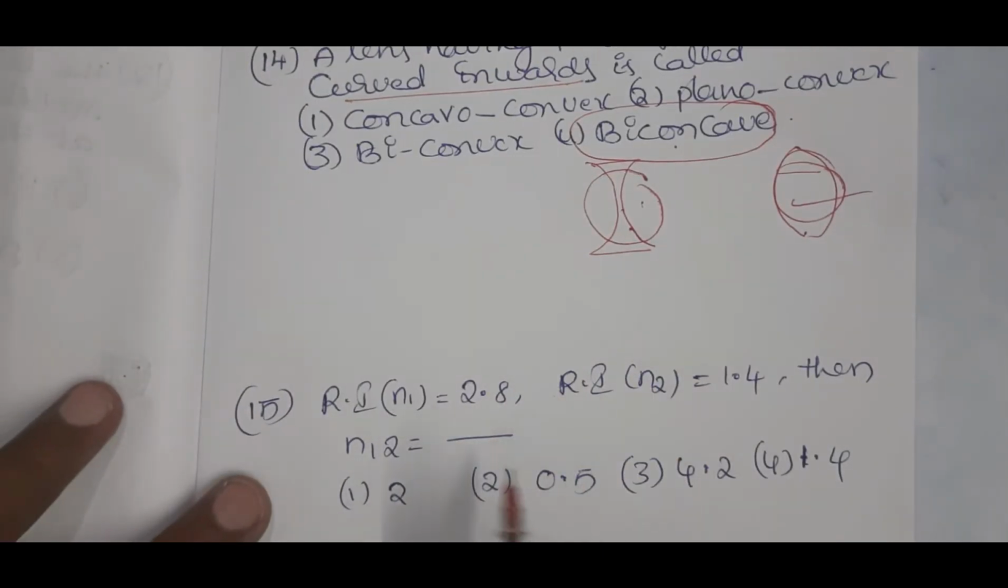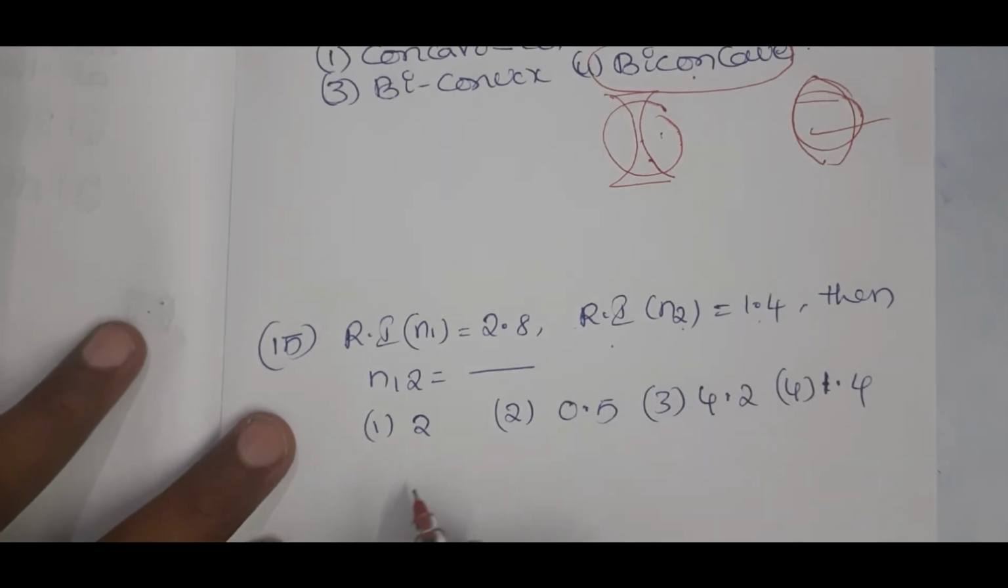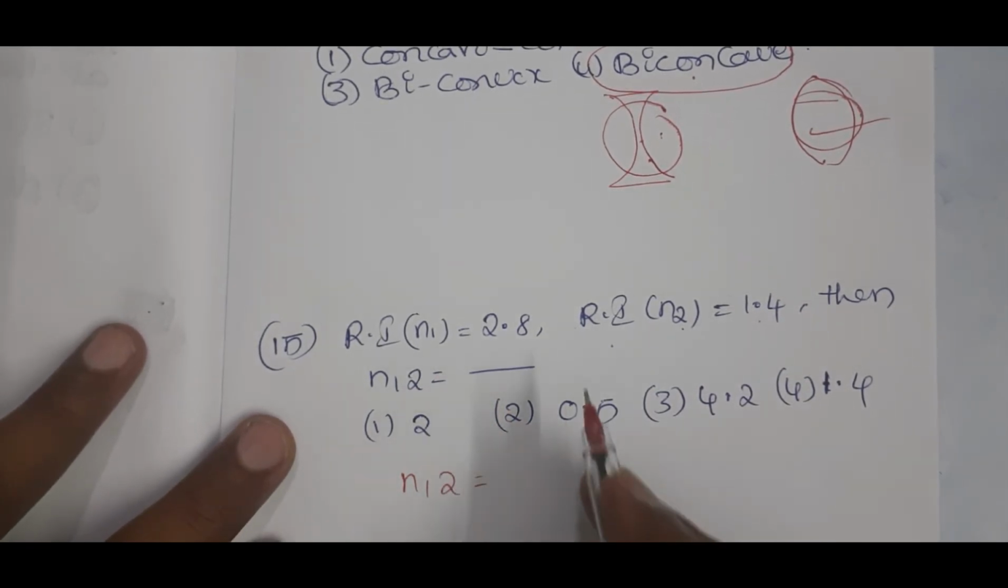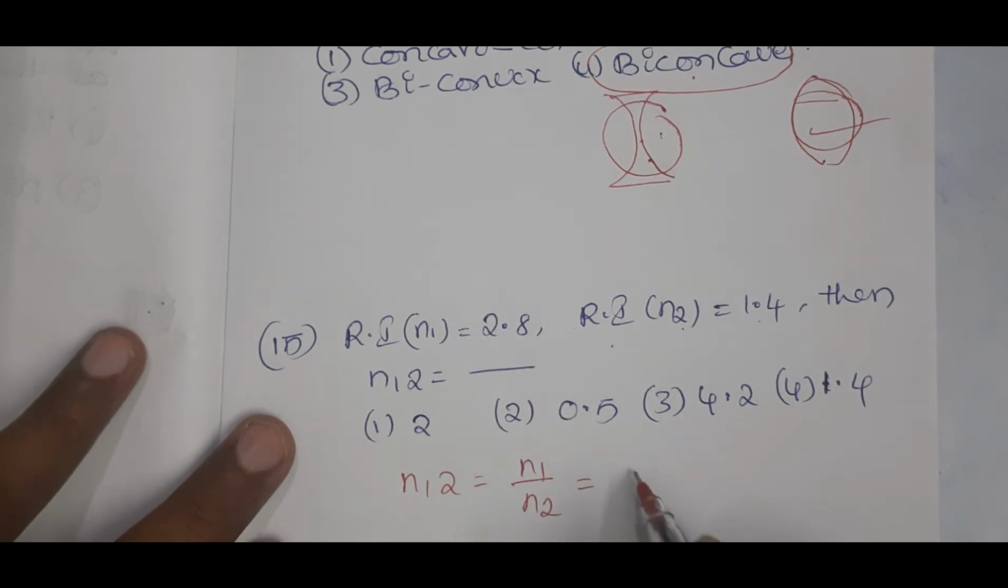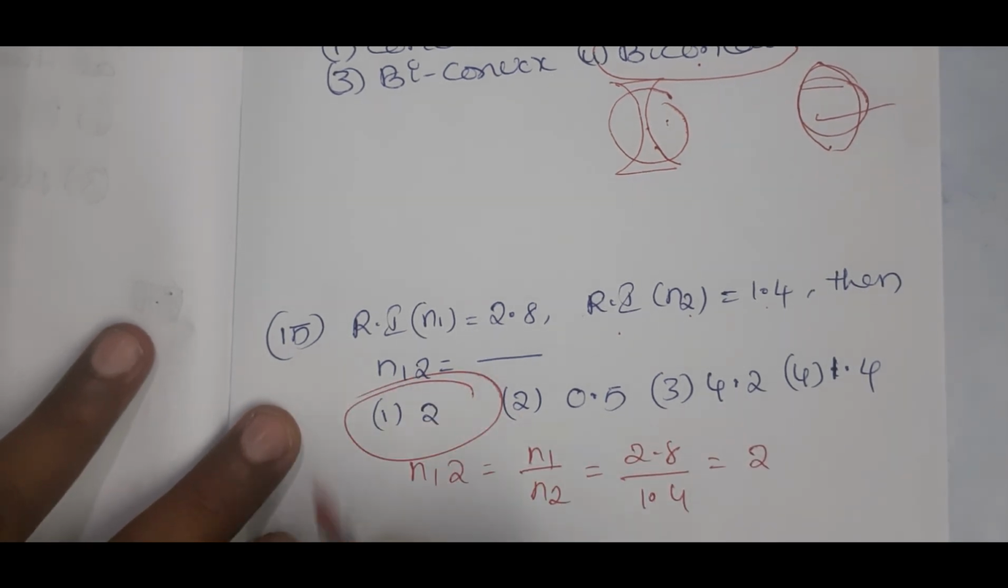Next, students, refractive index N1 is 2.8 and refractive index N2 is 1.4. Then we want to calculate N12. You know N12 is the relative refractive index of N1 with respect to N2. So N1 by N2. N1 value is 2.8, N2 value is 1.4. Then it is equal to 2 after cancellation. So this is the option.